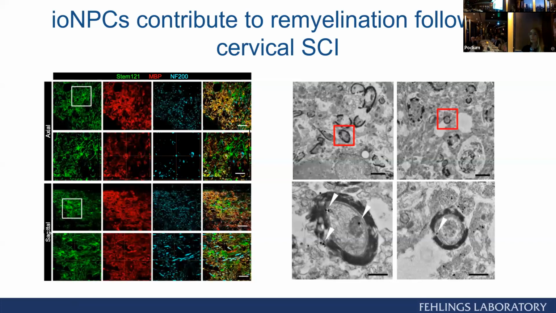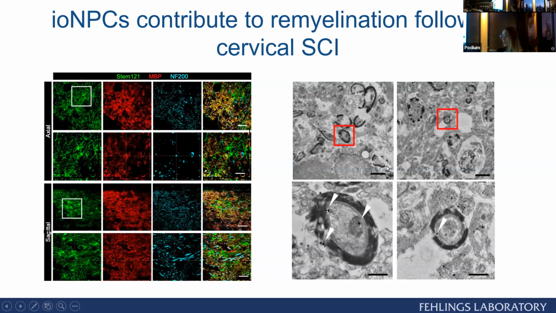And then finally, we aim to assess the myelination capacity of the cells. So on the left-hand side, we can see that the STEM121 is co-localizing with MBP, myelin basic protein, which is a marker of myelin. And this is surrounding the NF200 endogenous axon. So this is suggesting that remyelination is occurring.